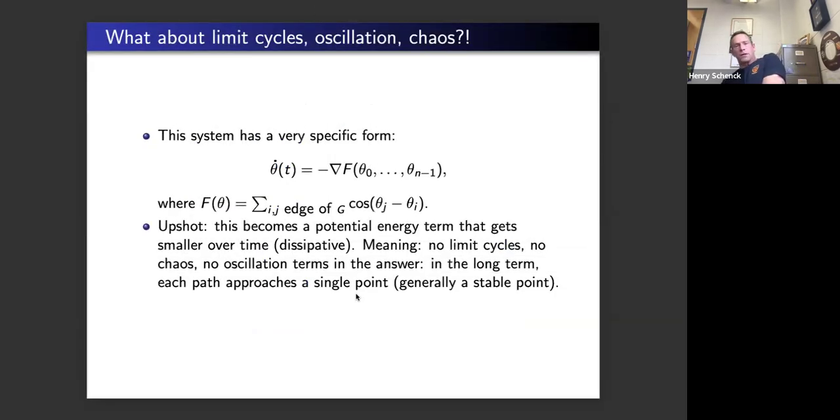The first observation is that this system has a very specific form. This is what's called a gradient system. So our theta I primes, those derivatives, are the gradients of the function capital F, where these are the cosines. The derivative of our cosines are the sines, with the appropriate sign, with that minus sign introduced. And so what does this mean?